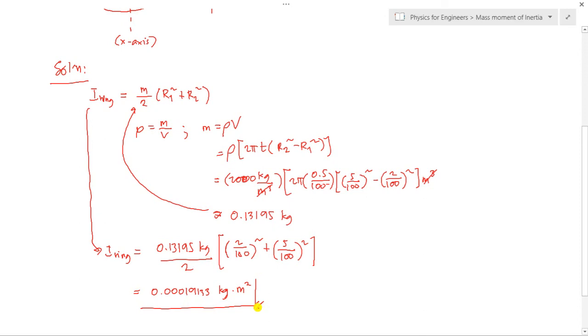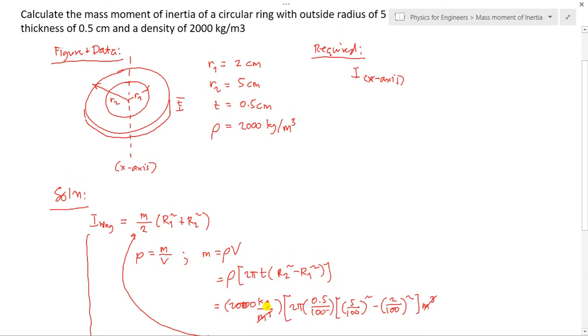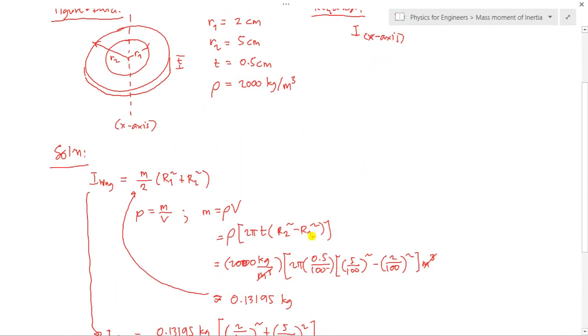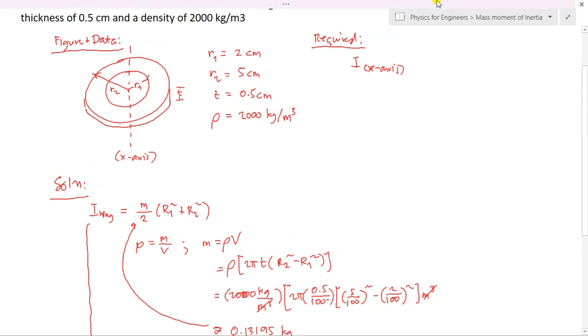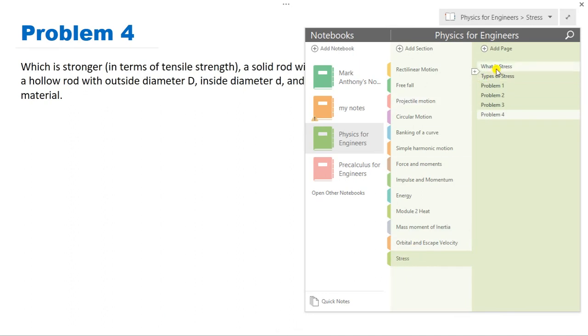Pangutana. May pangutana? Mr. Pagas? Okay ra? Okay. So, ito kita ng oras. 9:28. So, let's proceed na to the next nga discussion.